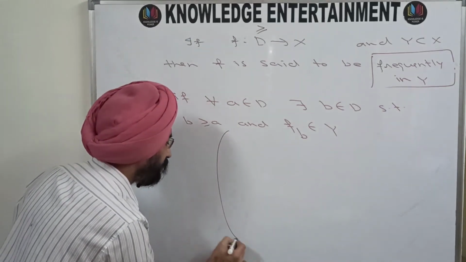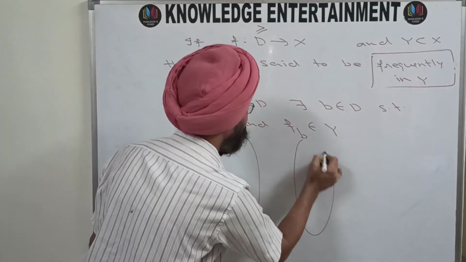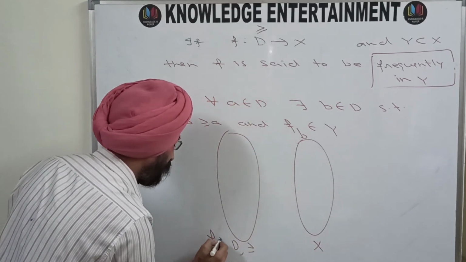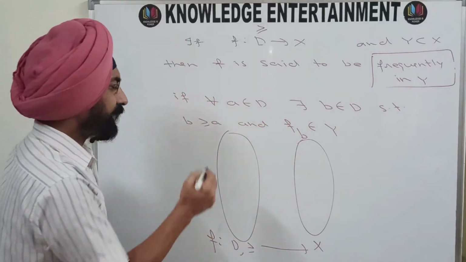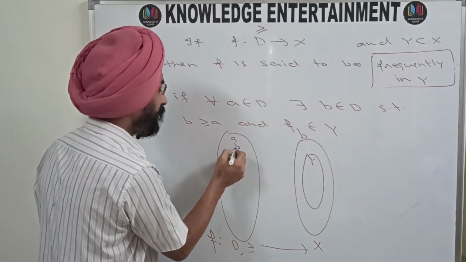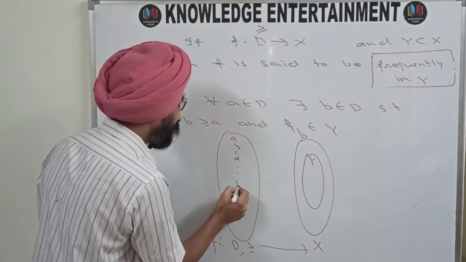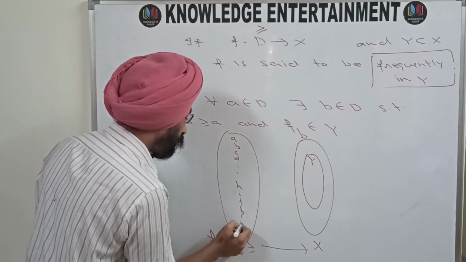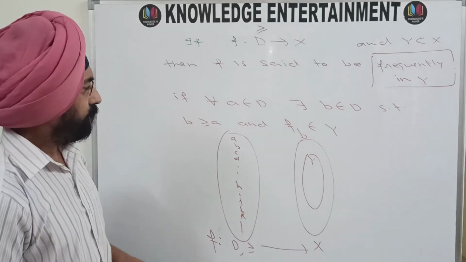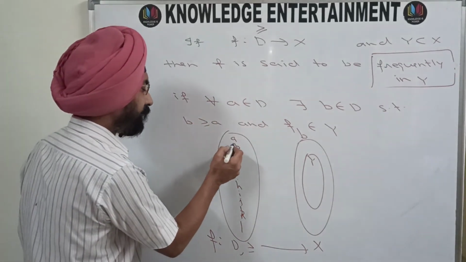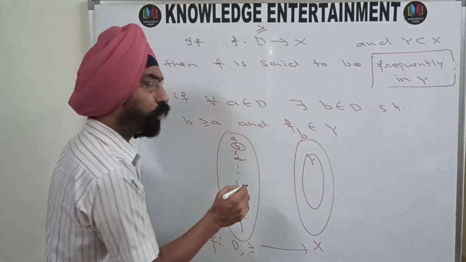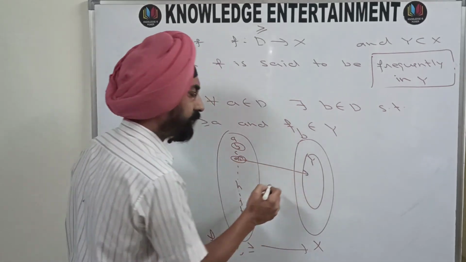So diagrammatically we can see it like, once again, it is D greater than or equal to, it is X, F is the net from D to X, and here is the subset Y. Here A, B, C, D and so on, H, I, J, K and so on. So what is the definition that the net is frequently in Y? So whatever A you take in D, suppose you take B, then there will be at least one element, suppose D, whose image will be in Y.